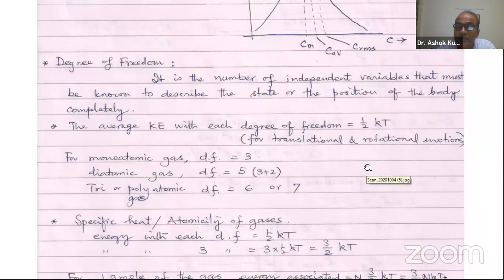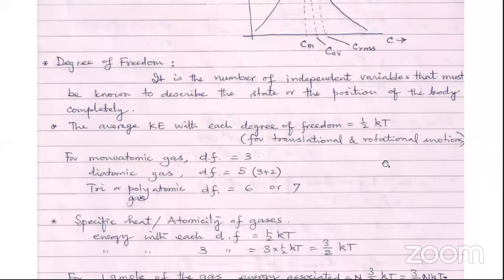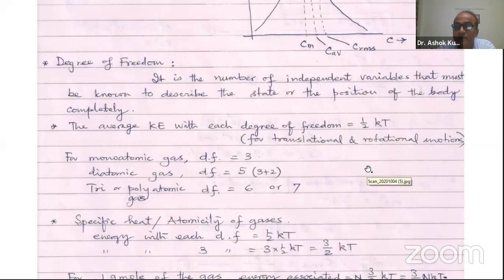So the kinetic energy of a rotational body is half I omega square. What is I? I is equal to moment of inertia. What is moment of inertia? Moment of inertia is m r square.